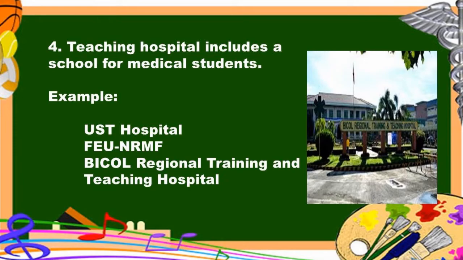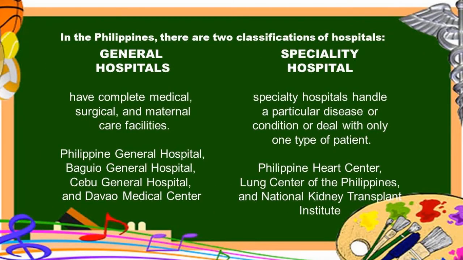Okay? So in the Philippines, there are only two classification of hospitals. So we have general hospitals, have completed medical, surgical, and maternal care facilities. Ito yung kompleto facilities. Pag sinabing kompletong facilities, consider po siya as general hospital. Okay? So, hindi na po kailangan lumabas para magpa-sked ng laboratory kasi nga nandoon na lahat sa general hospital. So, example niyan, Philippine General Hospital, Baguio General Hospital, Cebu General Hospital, and Davao Medical Center.